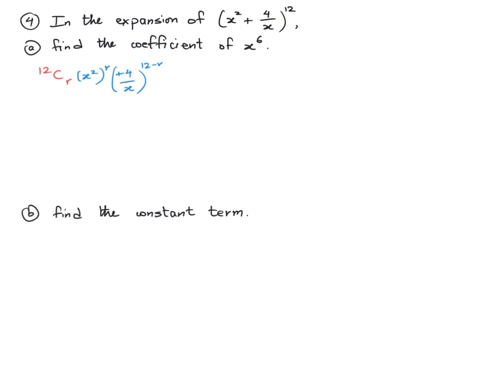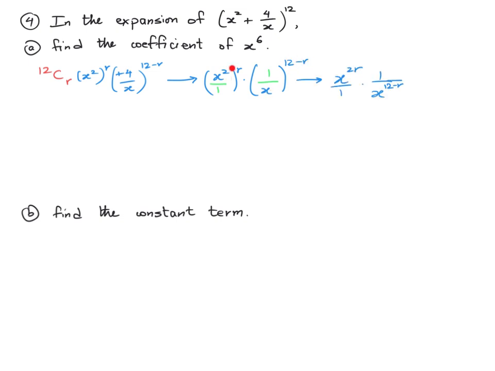We'll worry about this later. We're going to focus primarily on this temporarily. So what I'm going to do temporarily is ignore any coefficient stuff. So I'm going to ignore the 12 choose r entirely, and I'm also going to ignore this positive 4. And I'm going to focus only on how many x's I need. So I have x squared raised to the r. And then, yes, it's 4 over x, but I don't care. It's just something over x to the 12 minus r.